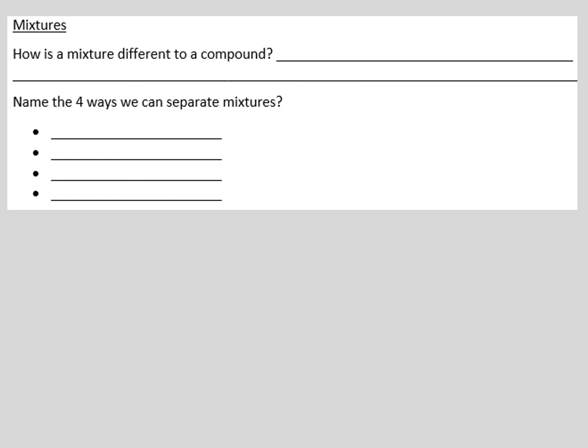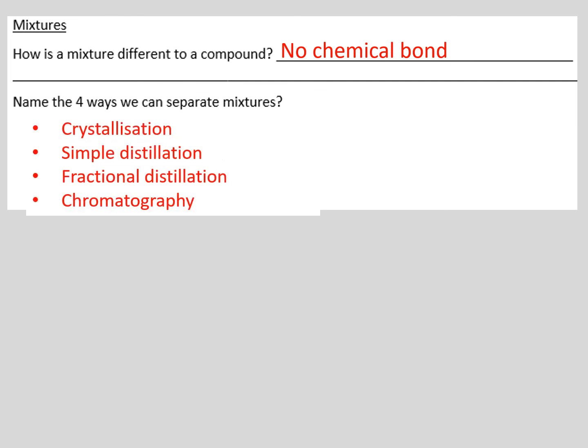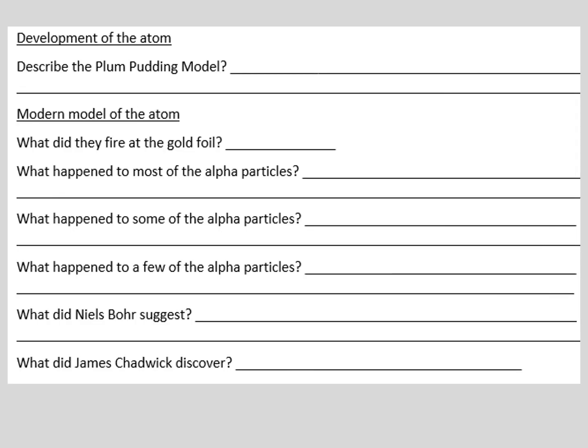Mixtures. How is a mixture different to a compound? There's no chemical bonds. Name the 4 ways we can separate mixtures. So we've got crystallization, simple distillation, fractional distillation, and chromatography. Remember, you can pause to make sure you correct these if you got them wrong.